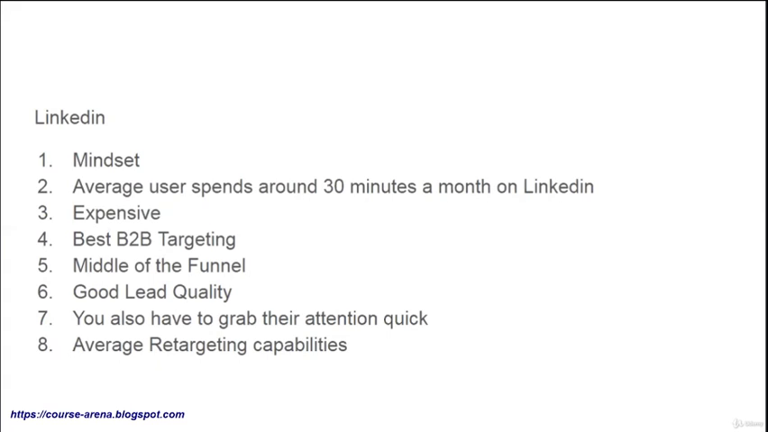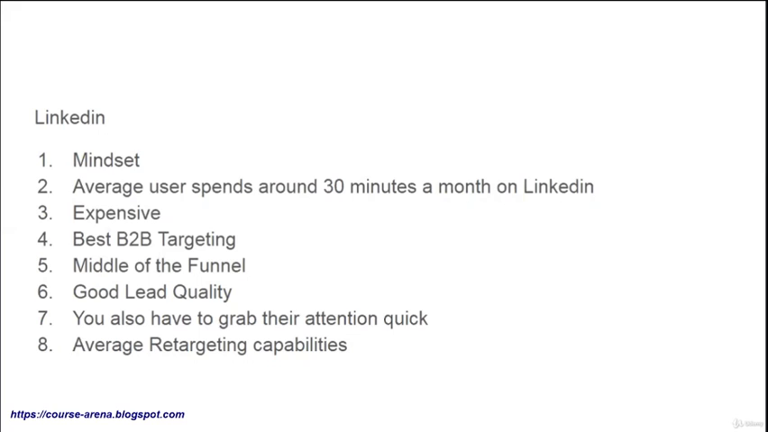Also, the average user spends around 30 minutes a month on LinkedIn. Now you see, when I talk about Facebook, the average user used to spend 37 minutes a day, and here we are talking about 30 minutes a month. As a result, as I said, Facebook has appealed to marketers more than LinkedIn. This is because of the average time that a user spends on Facebook as compared to LinkedIn.